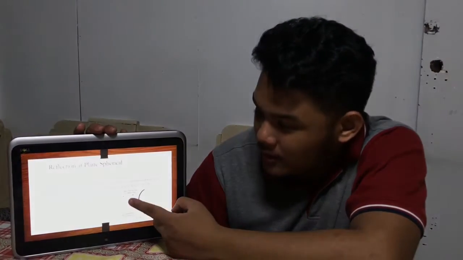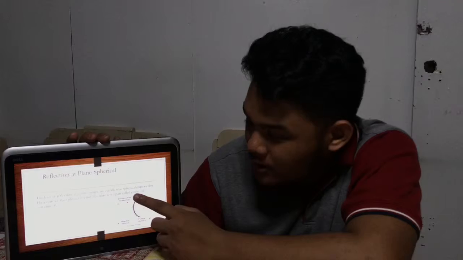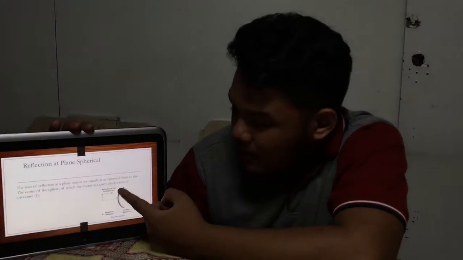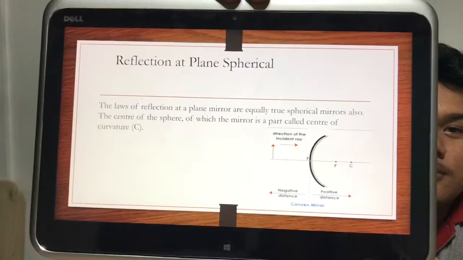Reflection at spherical surfaces. The laws of reflection at the plane mirror are equally true for spherical mirrors. Also, the center of the sphere of which the mirror is a part is called the center of curvature.